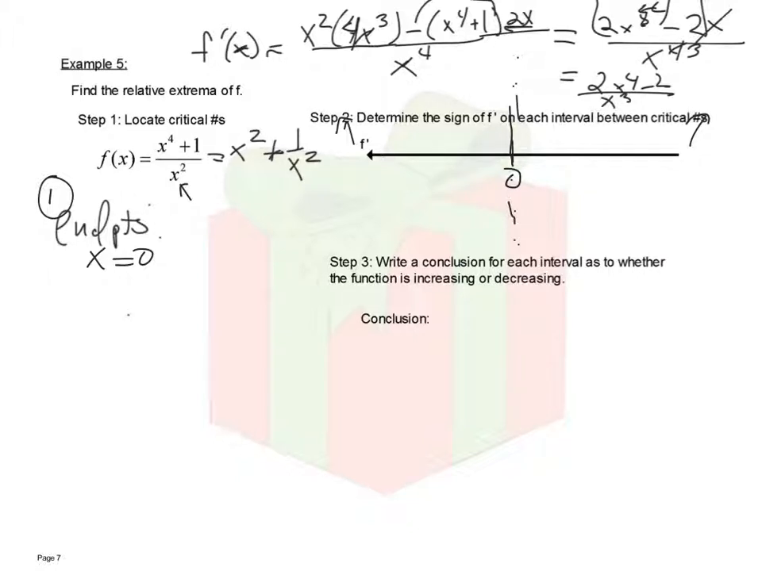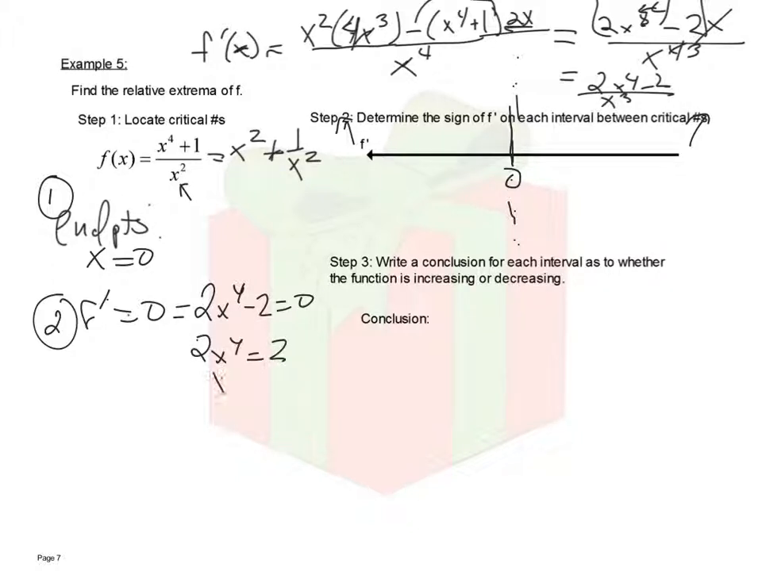All right, now, where is f prime equal to 0? Well, remember what we talked about in the last example. That only means the top of f prime has to be equal to 0. So I'm going to put 2x to the fourth minus 2 equal to 0. So I get 2x to the fourth equals 2. So I get x to the fourth equals 1. So x equals plus or minus 1. So I have negative 1 and positive 1 as critical points on my sign chart.